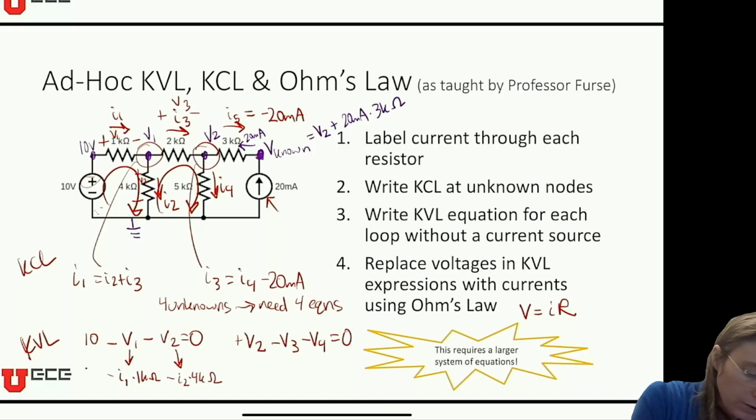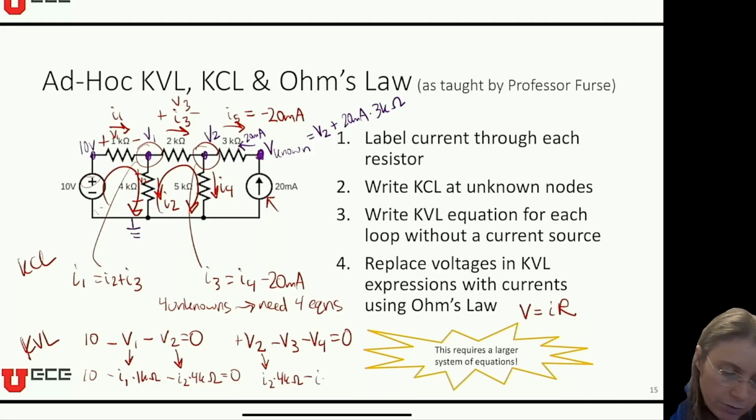So minus 10 equals 0. And then for this equation, V2 is I2 times 4 kiloohms. V3 is over here, so it's going to be I3 times 2 kiloohms. And then V4 is I4 times 5 kiloohms. And all that's equal to 0.